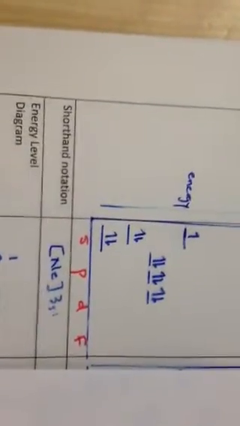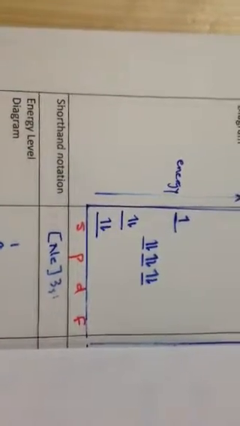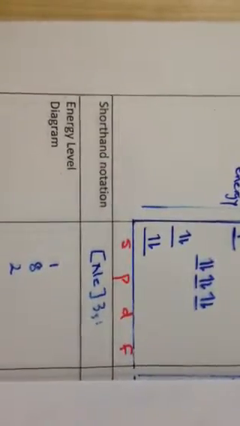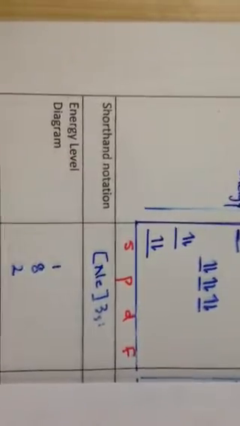We can use a shorthand notation. Neon is the nearest noble gas. It has 10 electrons, so we only show what's beyond the nearest noble gas. So after 10 electrons, there's only one left, so we write 3s1. The energy level diagram is simply a vertical Bohr diagram. It shows you how many electrons in each energy level.